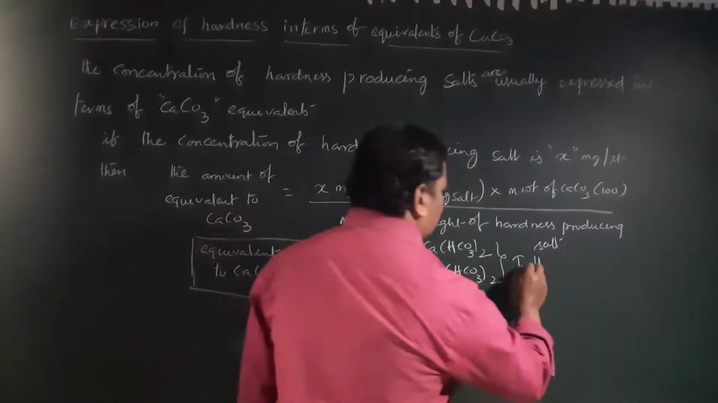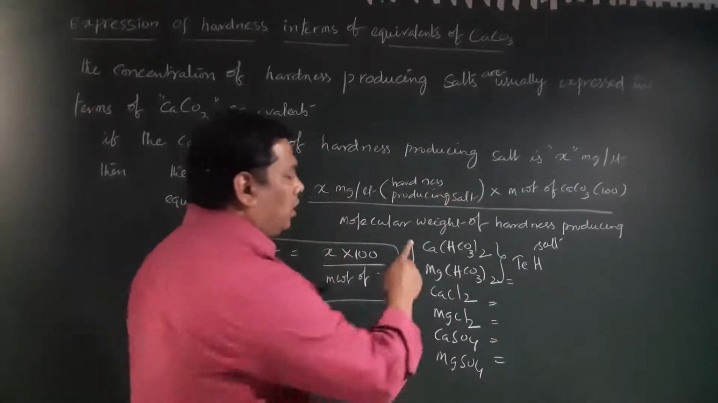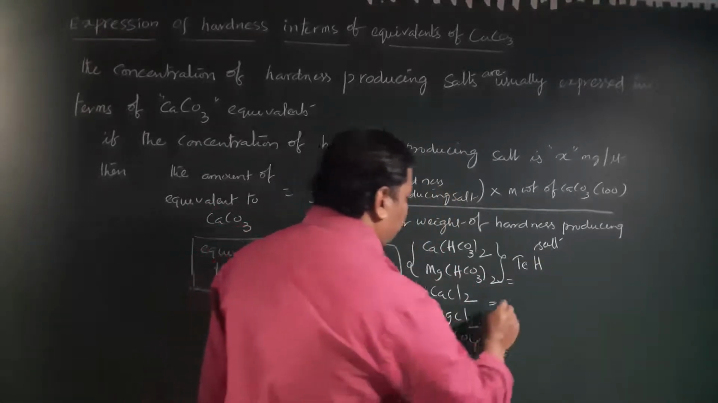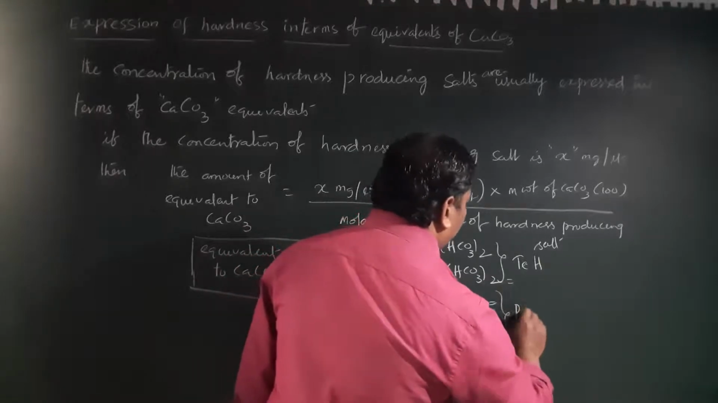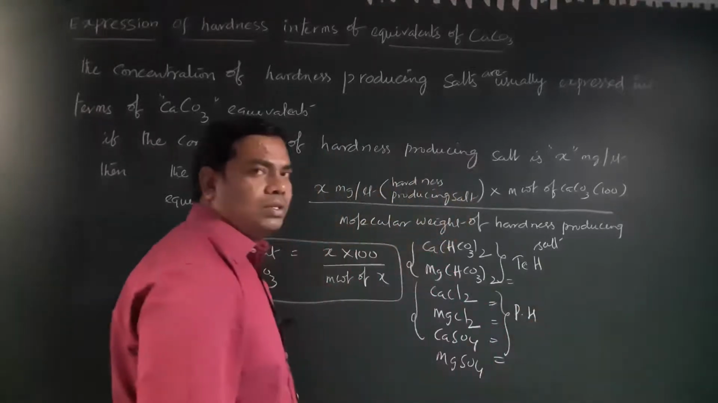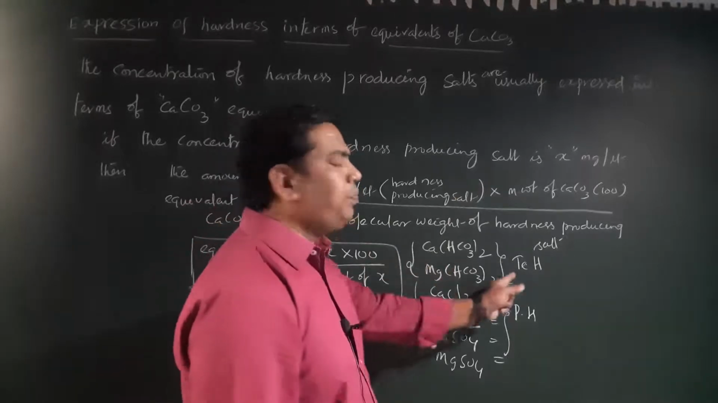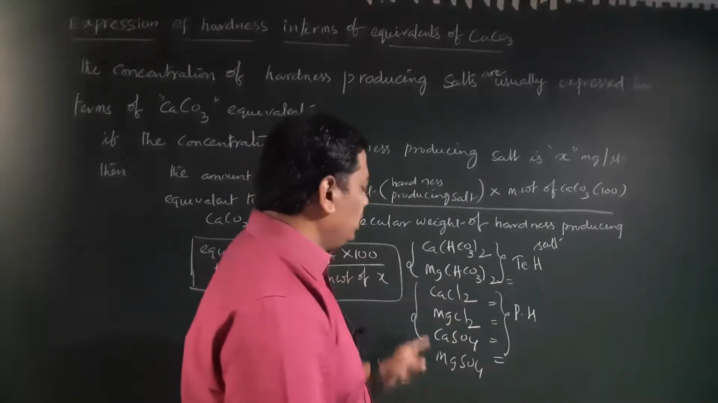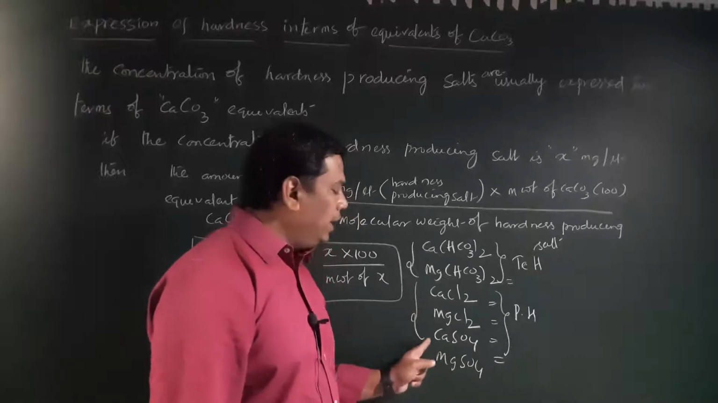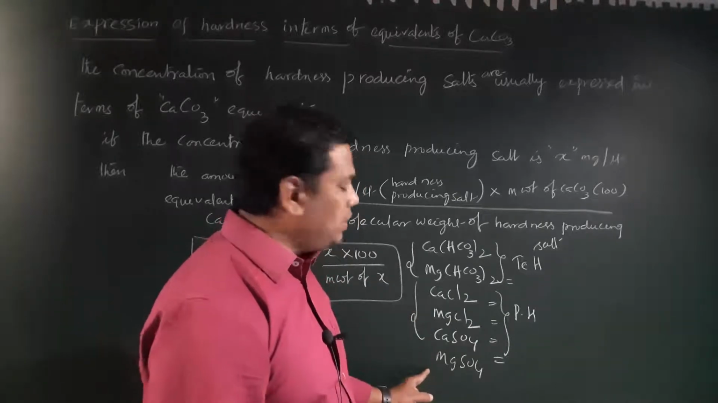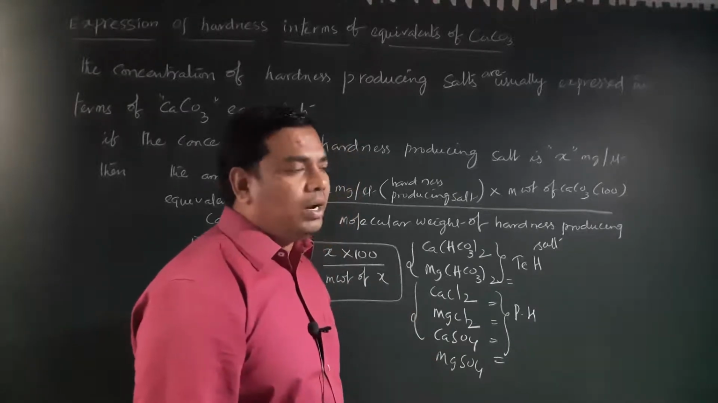So these two salts are temporary hardness causing salts. So these four salts are permanent hardness causing salts. Okay, so calcium bicarbonate and magnesium bicarbonate are temporary hardness causing salts. Calcium chloride, magnesium chloride, calcium sulfate, and magnesium sulfate are permanent hardness producing salts.